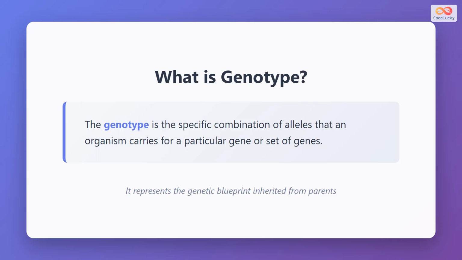The genotype is the specific combination of alleles that an organism carries for a particular gene or set of genes. Think of it as the genetic blueprint that you inherit from your parents. This blueprint contains instructions encoded in your DNA that determine various characteristics. The genotype represents the actual genetic information present in your cells, regardless of whether those traits are visible or not.